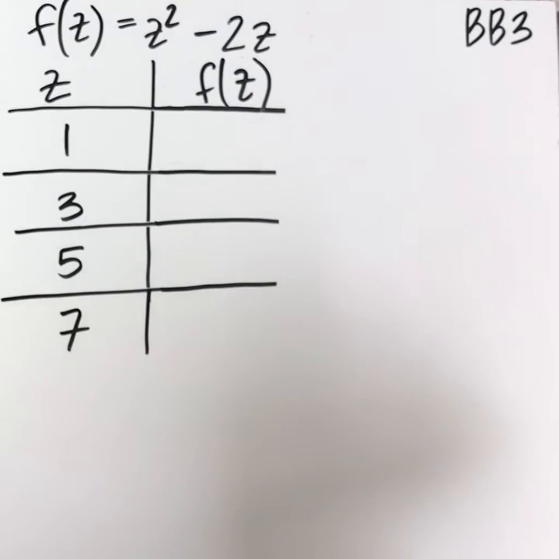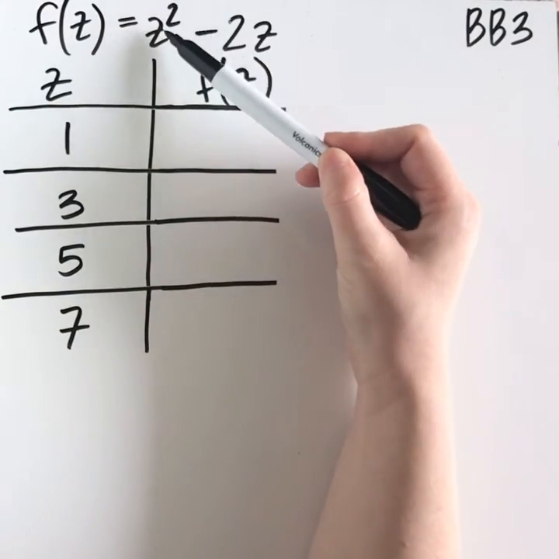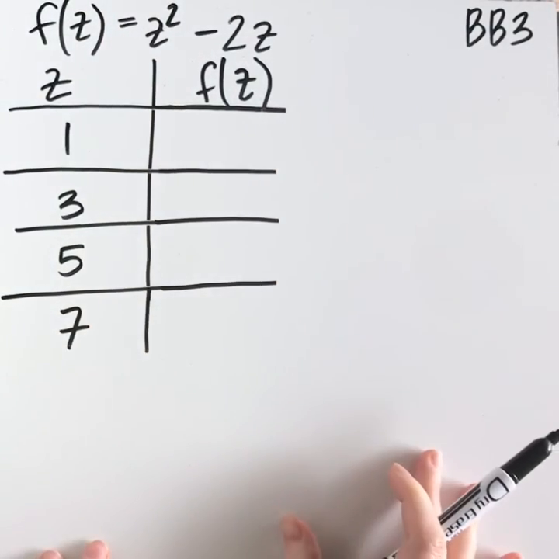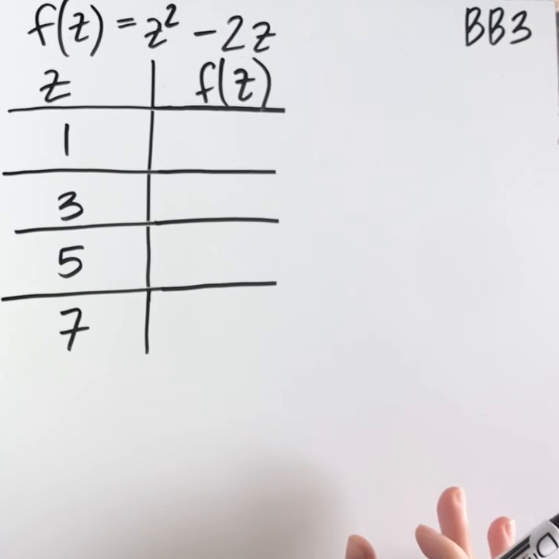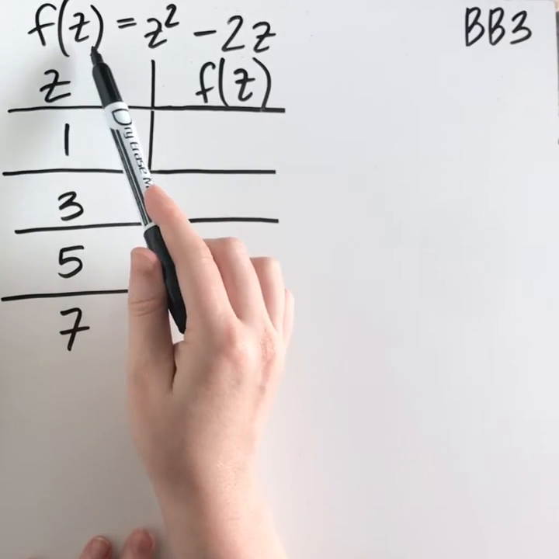Hello, this video is for BB3, or completing a function table, quadratic functions. So quadratic functions come from the highest exponent being 2, which means that we are going to have to square when subbing in, or when we're putting in our inputs into our functions. So it's important that we understand this function notation.